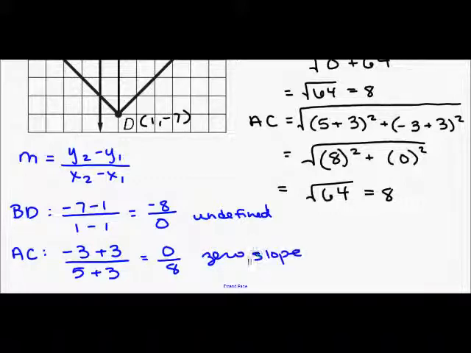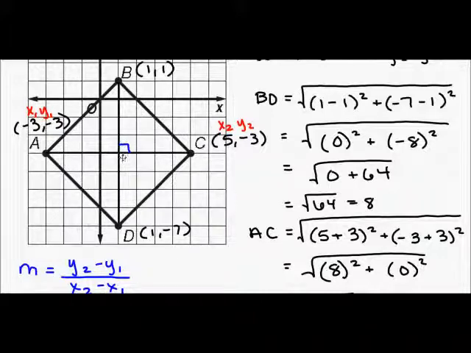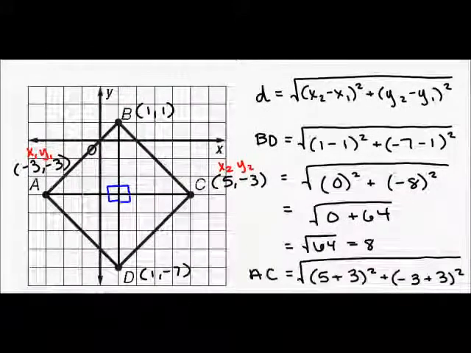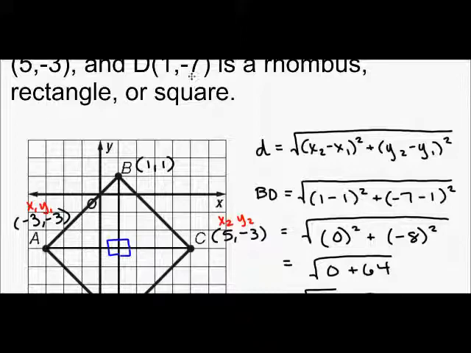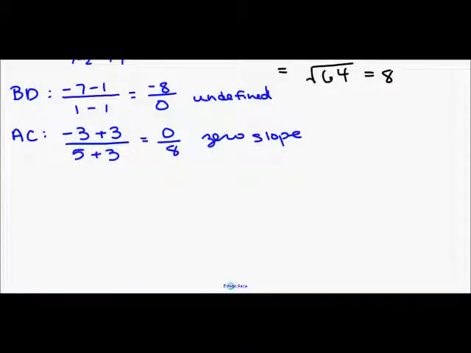We have a horizontal line and a vertical line. Those are perpendicular. This is the only case where flipping the sign doesn't quite work, but you do see that we have a 0 on bottom here and a 0 on top here. We do have perpendicular lines. So this is a right angle, which means our diagonals are both the same length and they meet at right angles. So we have both a rhombus and a rectangle. We have a square.